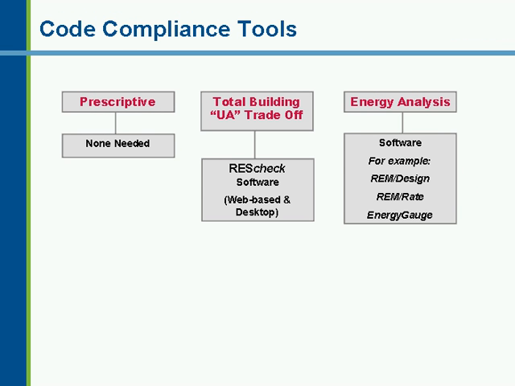So your compliance tools, very important. On the prescriptive side, really none is needed. You're going to the R value table, making sure you're meeting the mandatory requirements, and you're done. The total building UA trade-off, this is where REScheck would come into play.